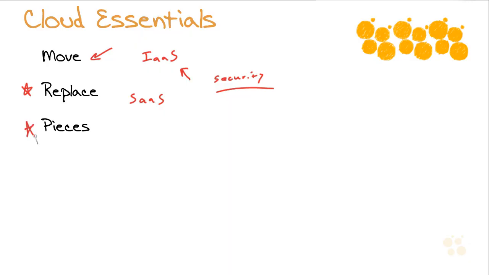Another way that you could go, though, is to move the application stack in pieces. So with a real complex application that's built in many different layers of services, perhaps some of those services can be migrated to cloud technologies, having the other services remain in your traditional IT infrastructure for some time period.